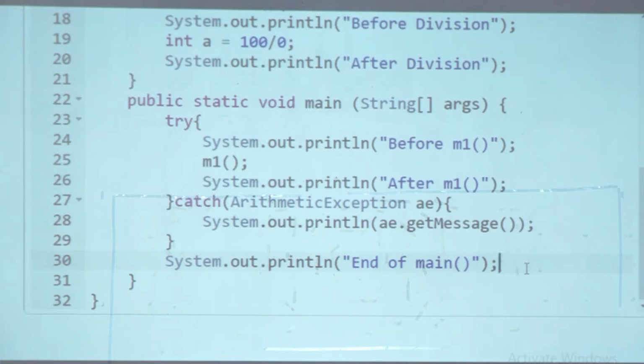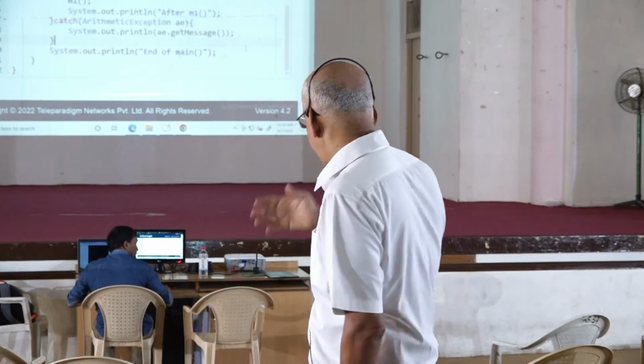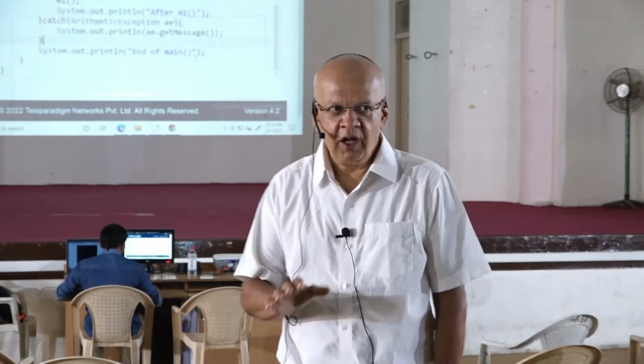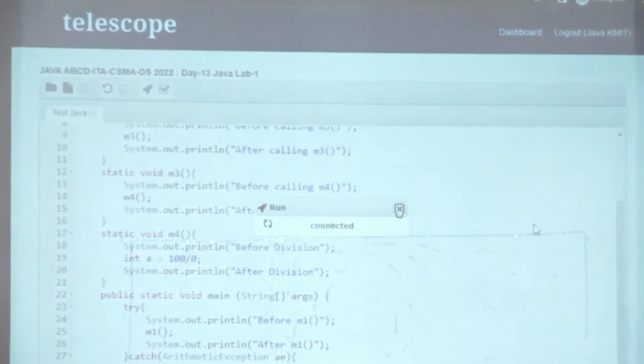So how many lines in the output? I just went through it with you in the code. How many lines are we going to see in the output? All the before lines, 5 before lines, 1 exception handler, caught exception, and 1 end of main, right? End of main. So we are going to see 7 lines in the output, okay? And you are going to understand why we are seeing 7 lines. So let's run it and confirm what we see.